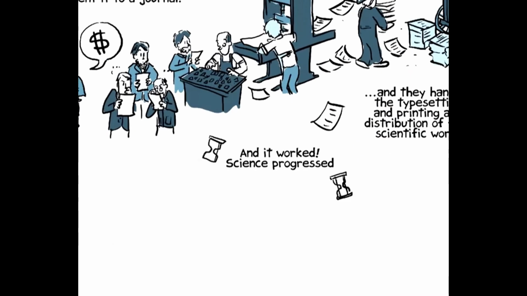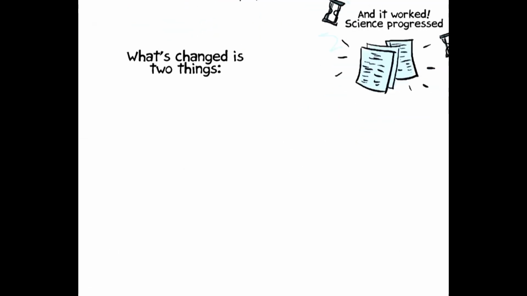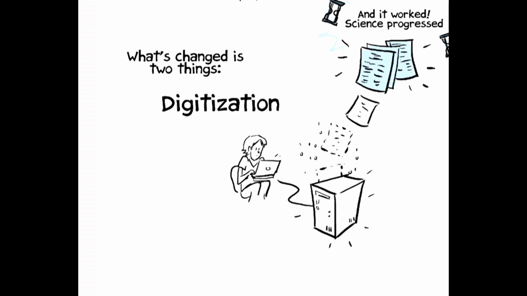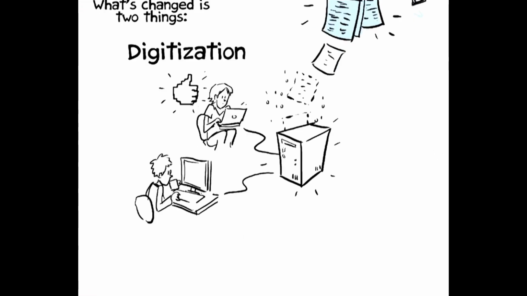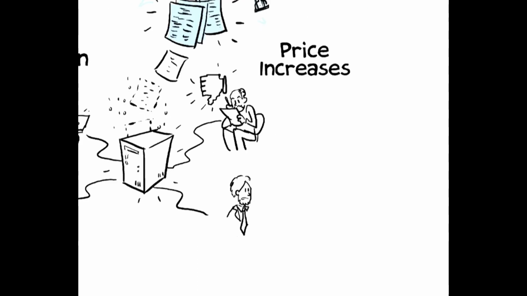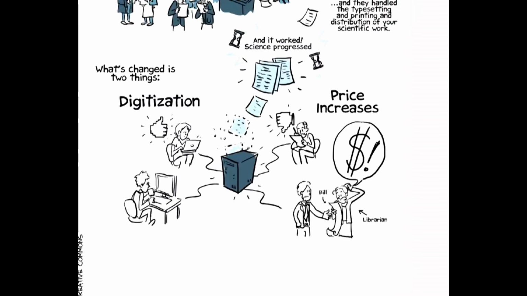And it worked. It worked great. Science progressed pretty well, and it became a good way to distribute scientific papers. And what's changed is really two things in essence. First is digitization. You can now do everything electronically instead of printing it. And the second is that the journals started ratcheting up the price of subscriptions to many of their journals.